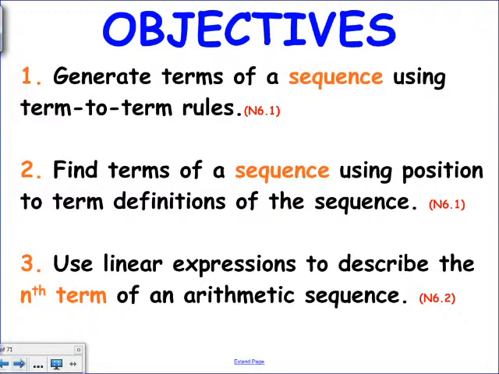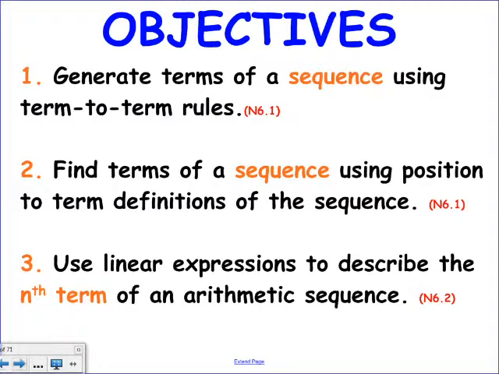Okay? So our objectives for today's lesson, of which there are 3 across today and tomorrow, are to generate terms of a sequence using something called the term-to-term rule. That's a fancy way of saying we've got a sequence started. If you can spot the pattern, we're just going to carry that pattern on. The second one is to find the terms of a sequence using the position-to-term rule to define the sequence. So here we're going to start using a little bit of maths to look at the pattern, to define it, and to work out other positions within that sequence.